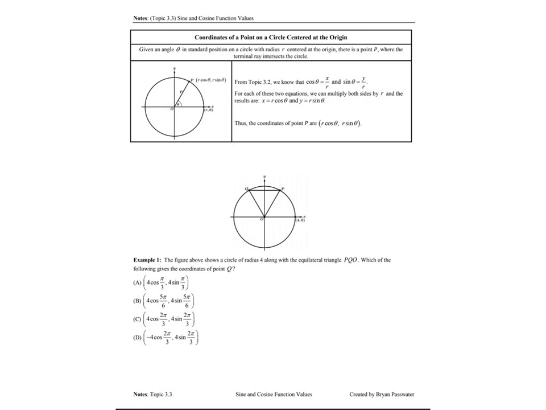Well, what if I'm talking about the unit circle? What is r? 1. So it makes sense that my x value is just cosine theta. Everybody following that? Okay. Now, given this information, this is example 1. The figure shows a circle of radius 4 along with the equilateral triangle PQO. And the fact that it's equilateral should trigger some geometry thoughts. It should tell you that this circle is cut at pi over 3.